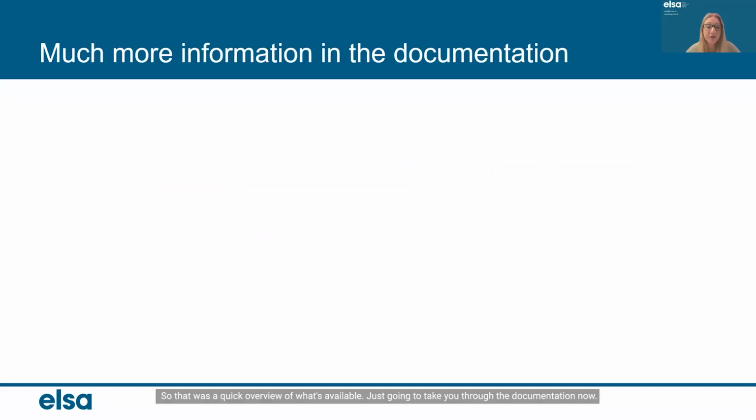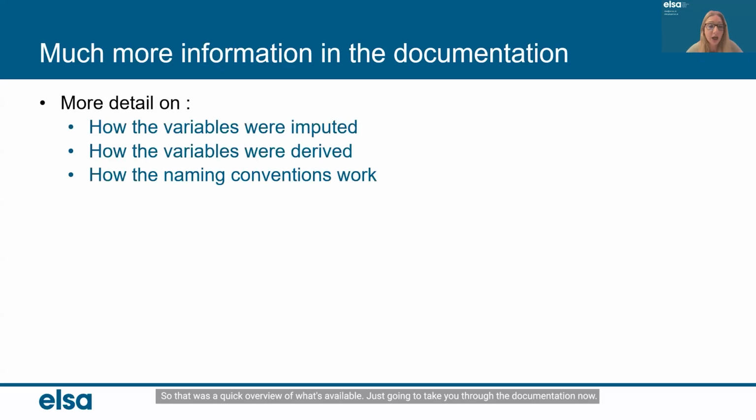So that was a quick overview of what's available. I'm just going to take you through the documentation now. You can find extensive documentation on these variables. It covers how the variables were imputed, how the variables were derived, and the naming conventions that we use.